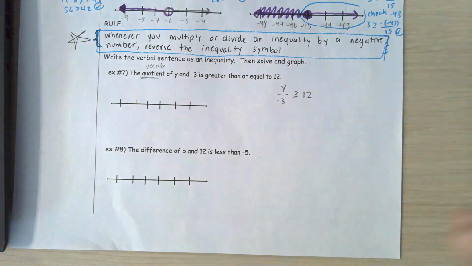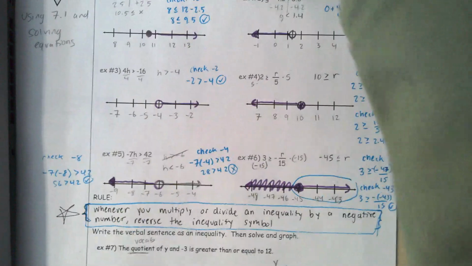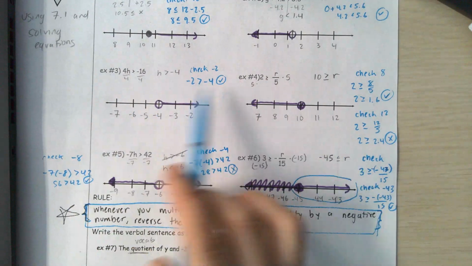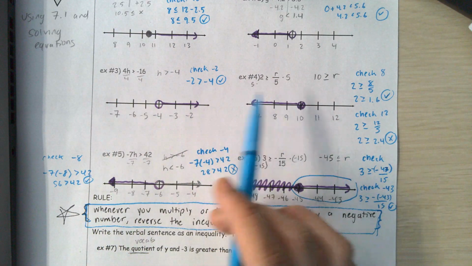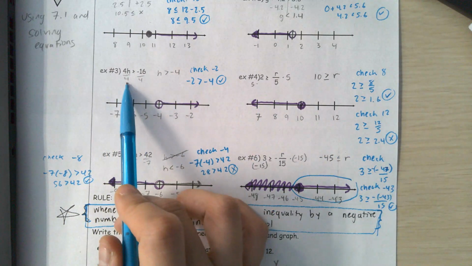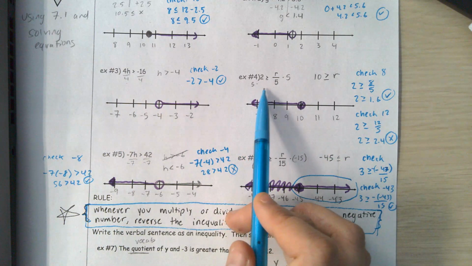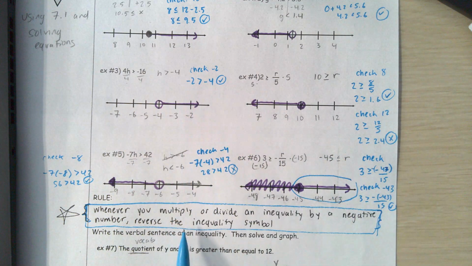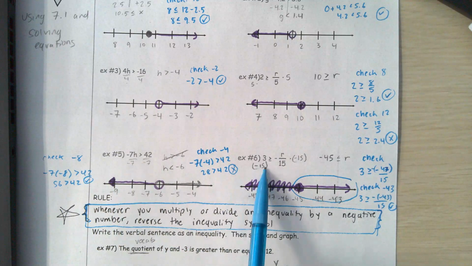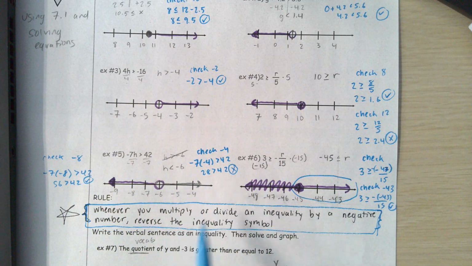Something that I want to note real quick is the reason why in examples 3 and 4 we multiplied and divided and we didn't have to flip the sign: that's because we used positive numbers. Here we divided by 4, and here we multiplied by 5, and those are both positive numbers, so we didn't have to switch the sign. But in 5 and 6, we had to multiply and divide by negative numbers, so that's why we switched the sign.